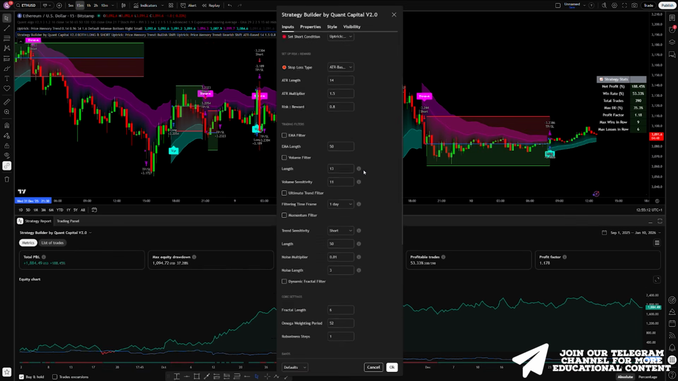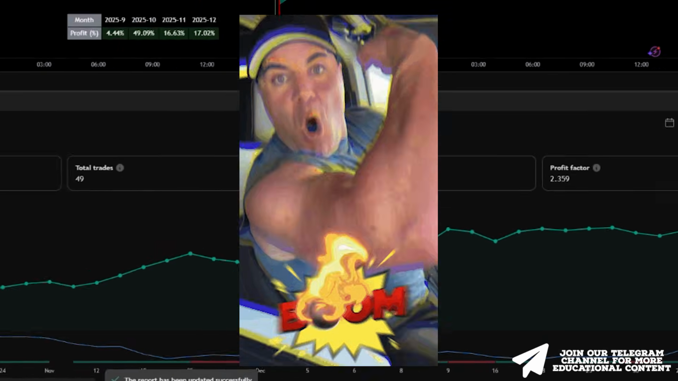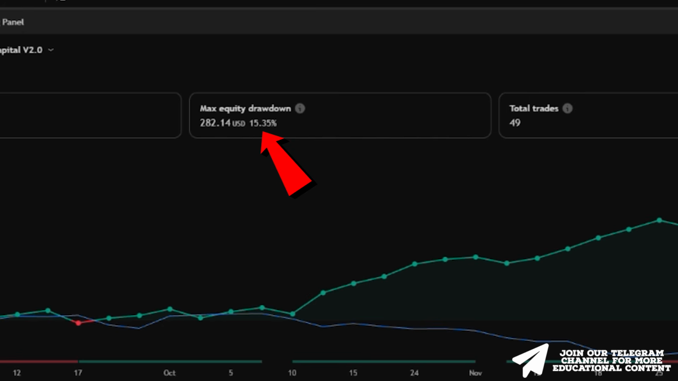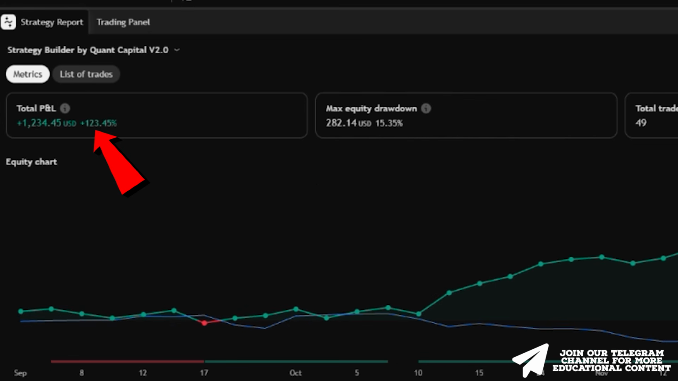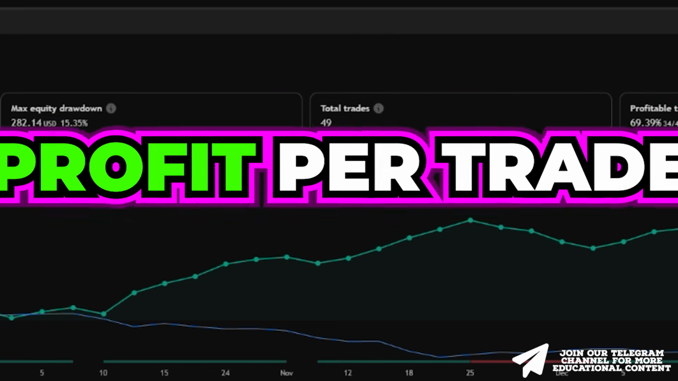That said, open the Builder settings, where our filter is already integrated, and click here to enable it. Boom! We push the win rate to nearly 70%, cut max drawdown by more than half to 15%, and achieved a great 123% net profit from only 49 trades, significantly improving profit per trade.